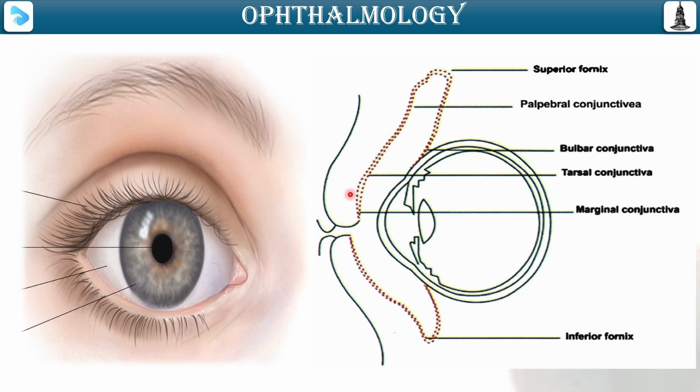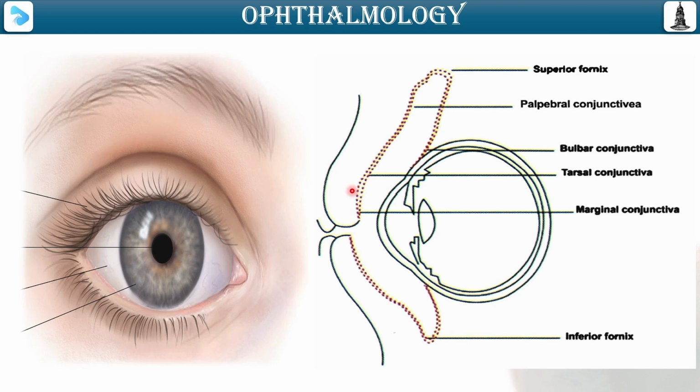And we divided the conjunctiva into three parts. The first part is the palpebral part, related to the eyelid. The second part is called the bulbar part. Look at the word bulbar here. This is the bulbar part, related to the sclera.